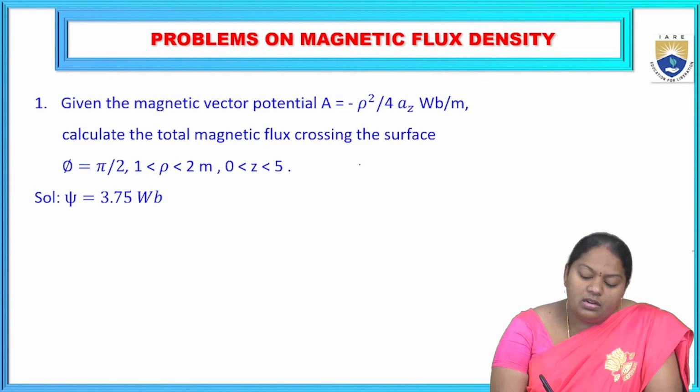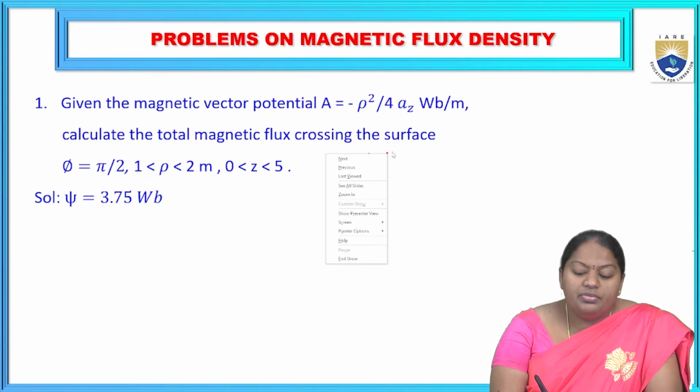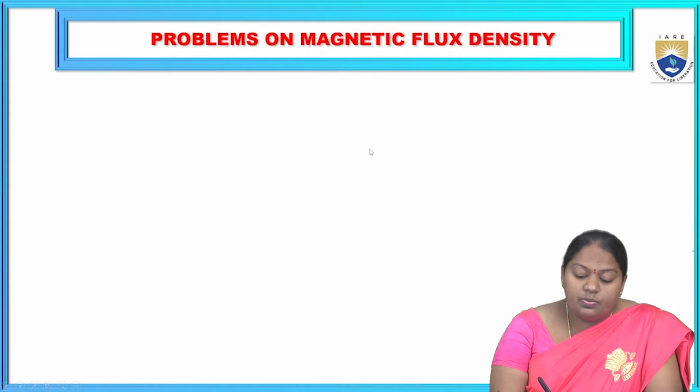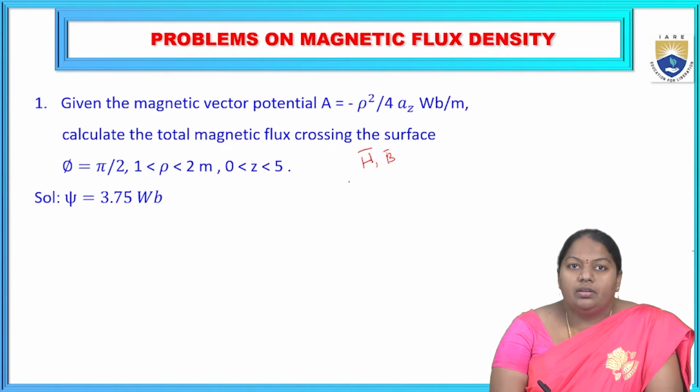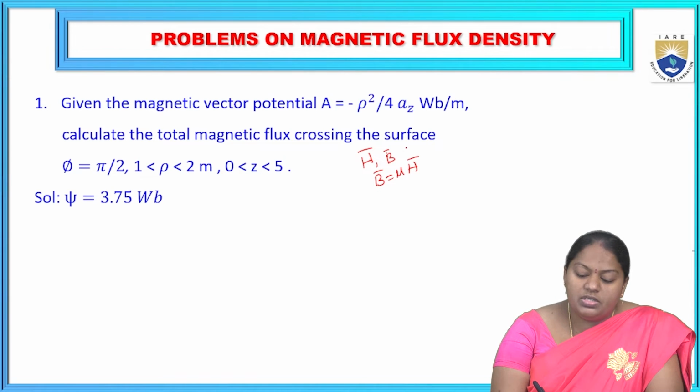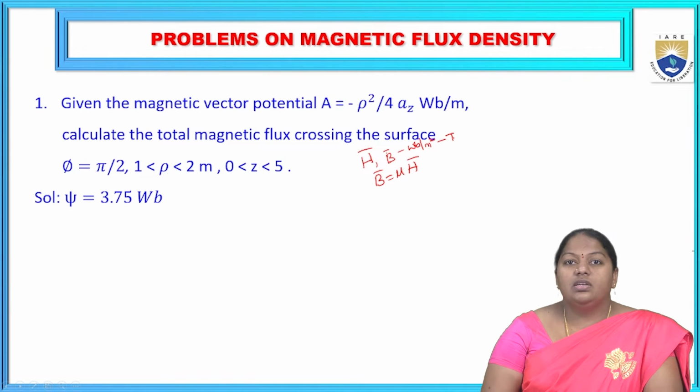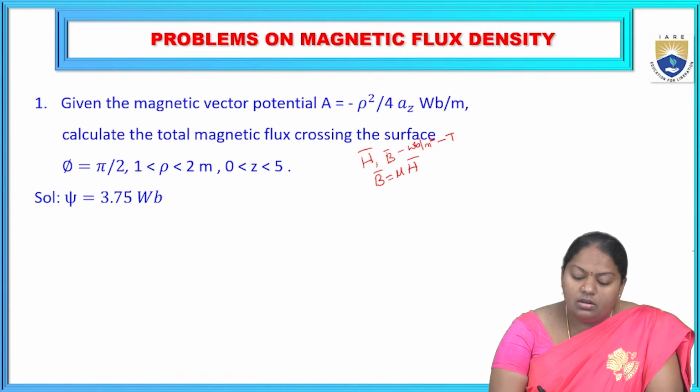The magnetic field intensity is denoted with H. Generally it is represented in vector form, and the magnetic flux density is denoted with B. Here B is also a vector. Why? Because there is a relation between the magnetic field intensity H and the magnetic flux density B, given by B bar equal to mu into H bar. The flux density is measured in Weber per meter square, or sometimes in Teslas.